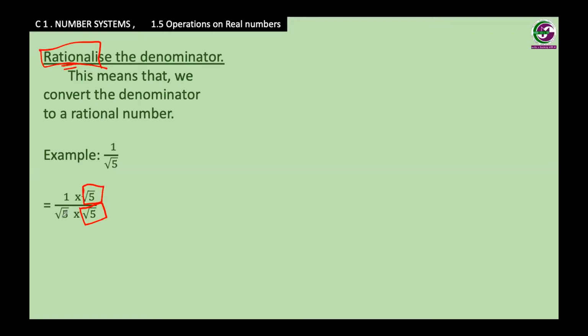Now what do we have in the denominator? Root 5 into root 5 is 5. So we have 5 in the denominator, and 1 times root 5 is root 5. So see the denominator now, which is 5, which is a rational number, right? So we rationalize the denominator.